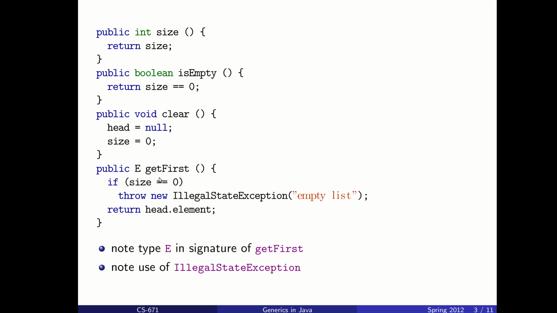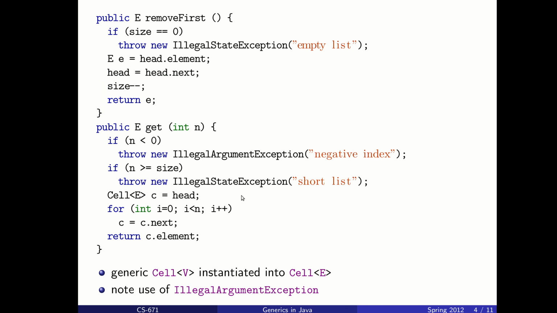If the size of our linked list is 0, then we'll throw an exception. That's sort of reasonable. Otherwise, we'll return the head's element, and the element variable is the cell variable that is of the generic type. So we have E in the signature of get first, and we use that illegal state exception to specify that someone tried to do something that wouldn't work based on the state of the program. We've got some similar illegal state exceptions and even illegal argument exceptions for remove first and get.